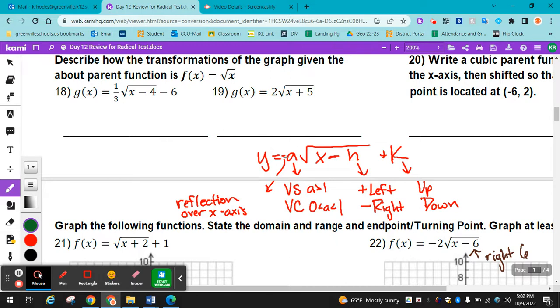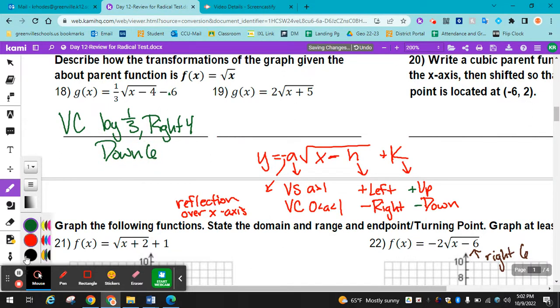1/3 is outside my radical, so it's between 0 and 1. So it's a vertical compression by 1/3. -4 inside. Negative is right 4. -6. Well, negative is down, positive is up. Exactly like you think. So this is down 6. 2 in front of my radical is a vertical stretch by 2. And then inside plus 5, inside is left 5.